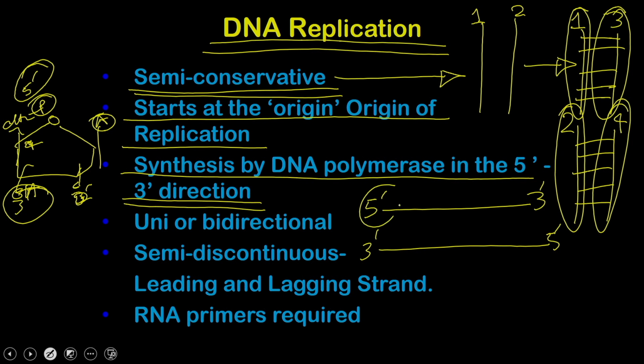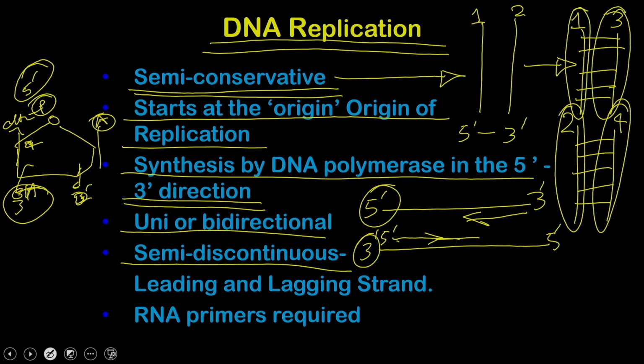So, DNA synthesis always occurs in a direction called 5 prime to 3 prime, which means it is going to start the synthesis on the strand which has the 3 prime end, and that is how it is going to synthesize in this direction. It could be unidirectional or bidirectional, which means it can be in this direction, or in both directions simultaneously.